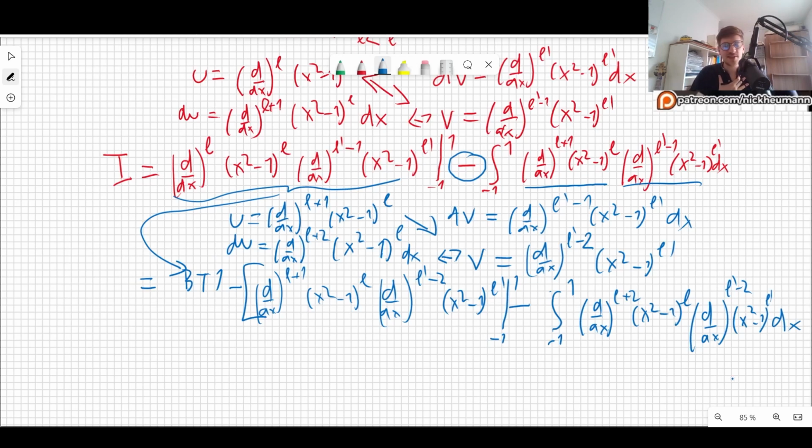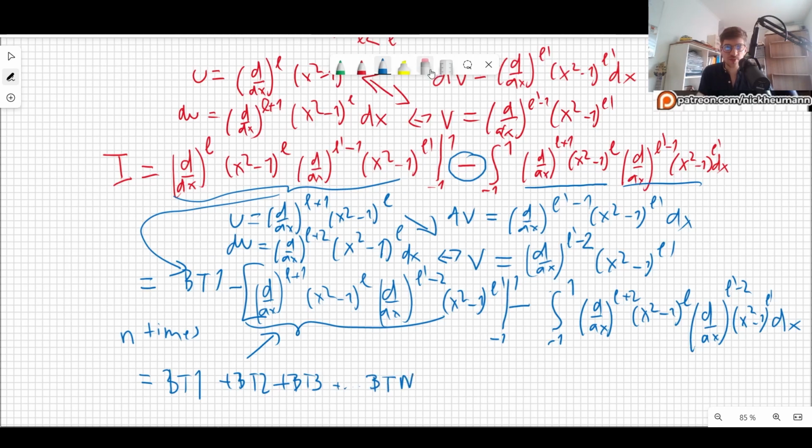So let's see if we can see a pattern. So let's say that we do this n times, right? Some number n. And n can go all the way to L or L prime. We don't know which one is larger yet, but it can go all the way up to one of those. So the boundary terms, we're going to have a lot of boundary terms. Every time we integrate, we get another boundary term. So we have boundary term 1 plus boundary term 2, which is this. And then we're going to have some more, right? Boundary term 3 and then 4, and so on, all the way until boundary term n.